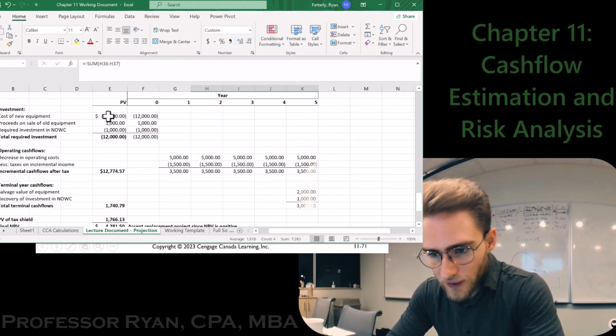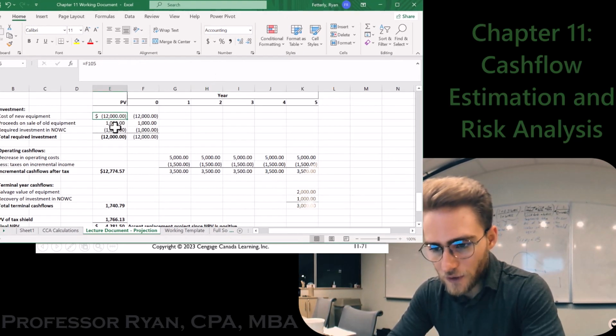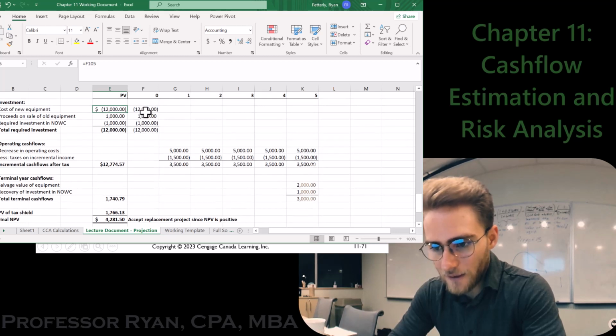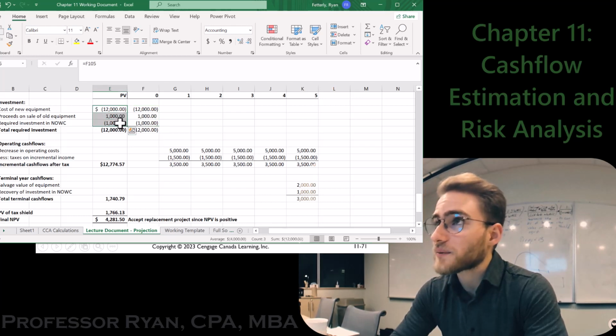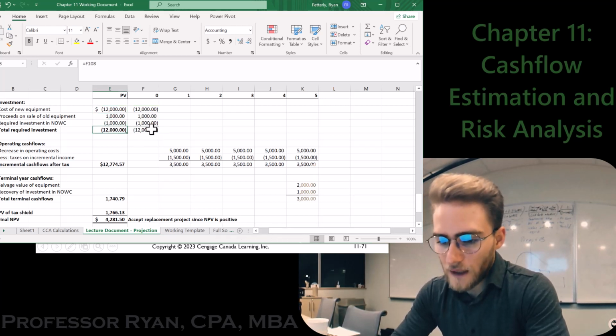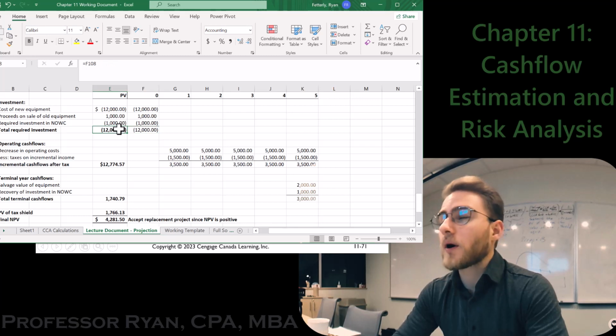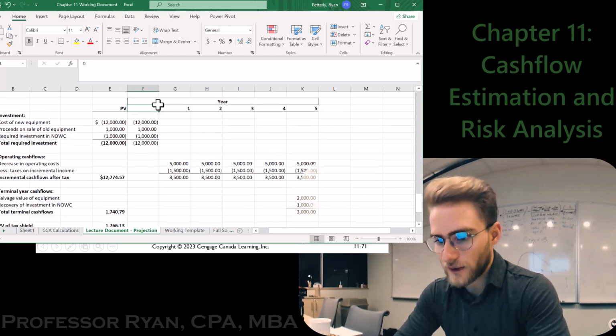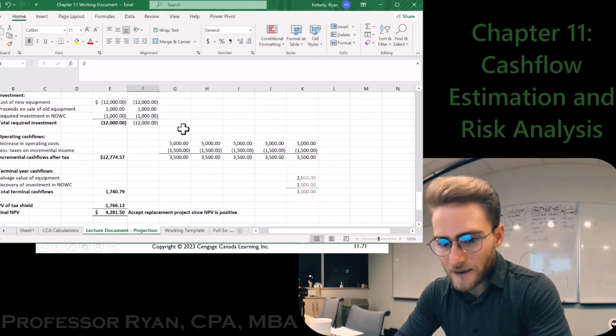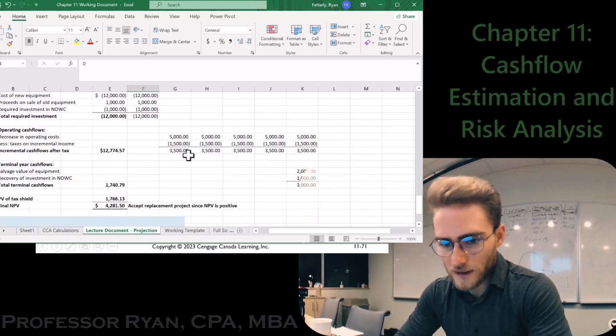So you have the total here, the $12 million for the new piece of equipment that you're going to spend, right? So this is year 1, and this is the present value. Anything in year 1 is already present valued, so we don't have to present value it, right? So the total present value of our required investments is $12 million, which are the outflows that occur in year 0, right? And then we have to do our operating cash flows.